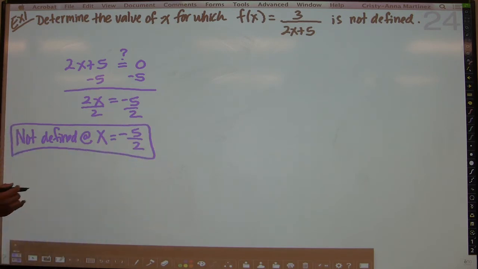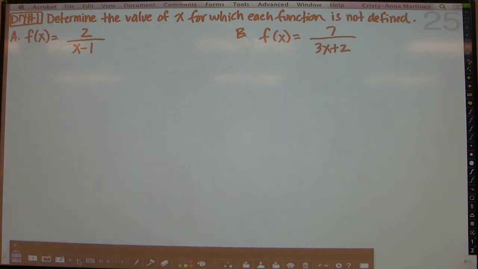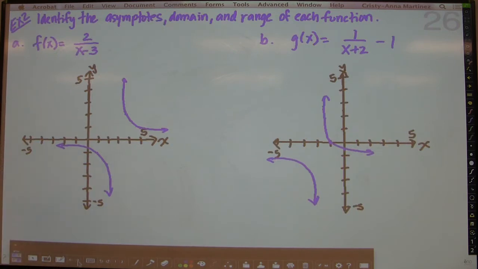All right, so really basic and easy to do. So now we're going to have you try this example. Again, just remember that the bottom of the fraction cannot equal 0, so you define those values and then state that that's where the function is not defined. So then we're going to go to example 2.